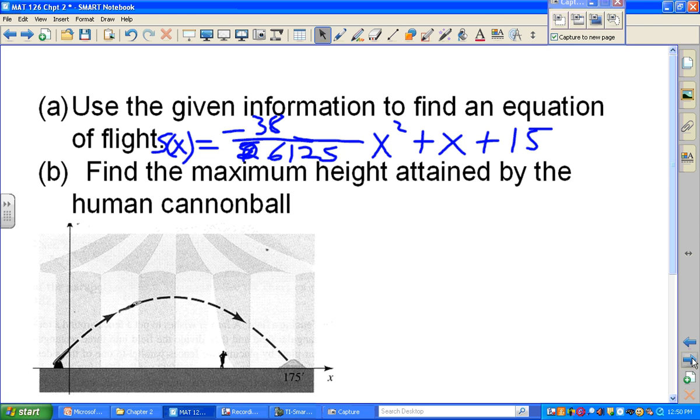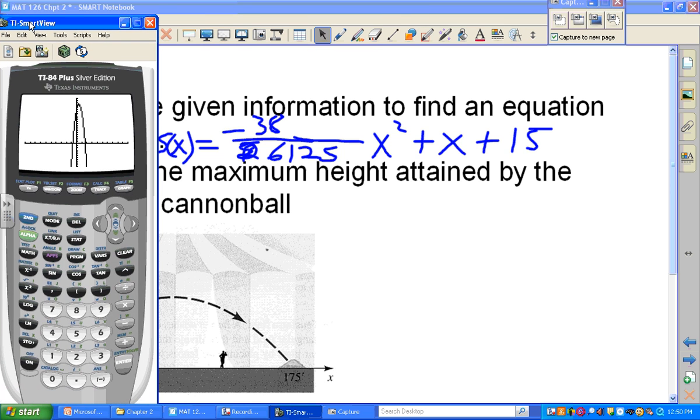How come you're not doing it? Taking a break? Oh, I thought you were taking a break. How would I do this? I don't know. I'd probably do something like this. I'd Google it. Y equals, clear. Negative 38 divided by 6125 times x squared plus x plus 15. Window: 0 to 175. That's that equation, 0 to 175.